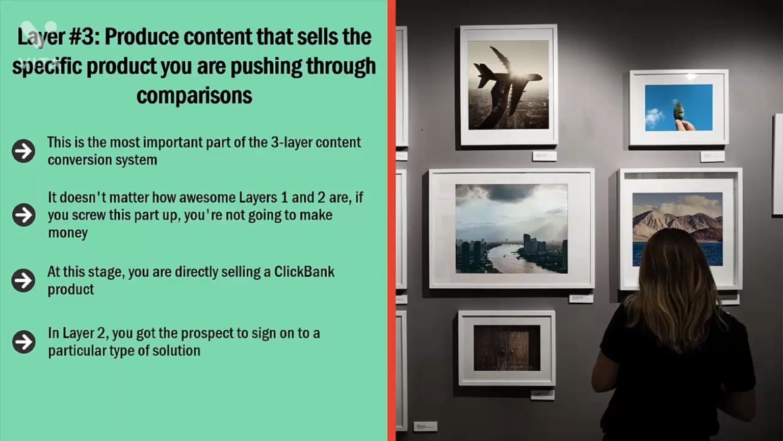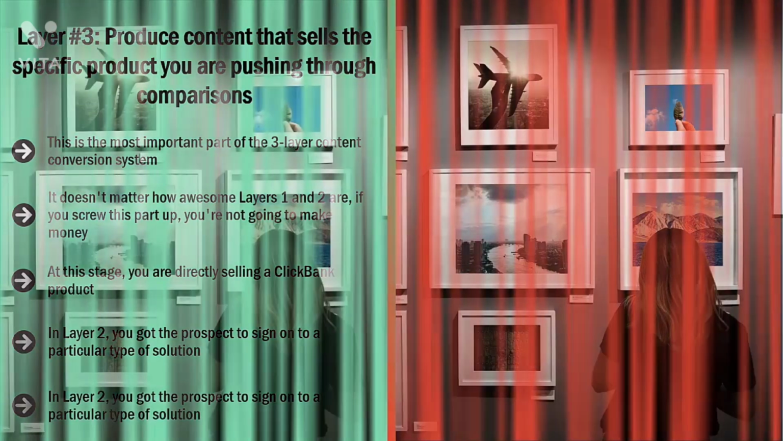In layer 2, you got the prospect to sign on to a particular type of solution. They're not going to click through to layer 3 if they do not agree with you that a certain category of options is the best for them. They would stay on layer 2 and move on. Do you understand me? The fact that they click through means you have convinced them, at some level or another, that this category of options makes the best sense in their situation. So they click through, and then what do they see?